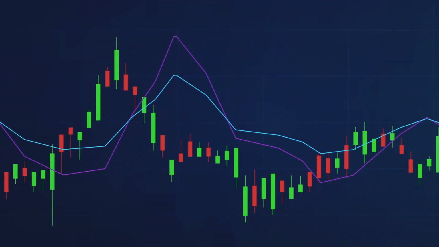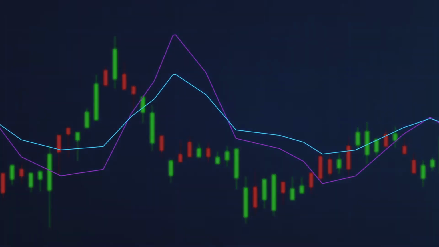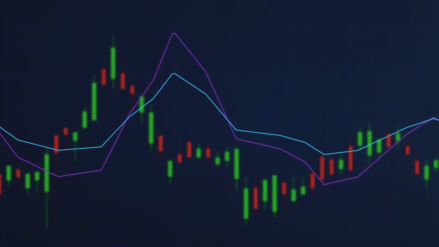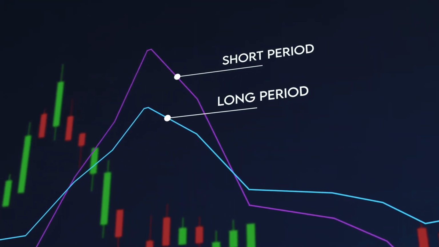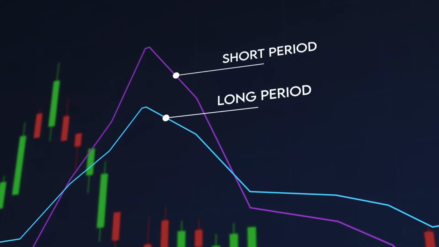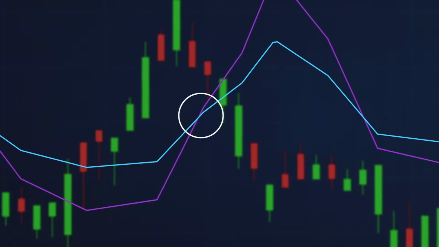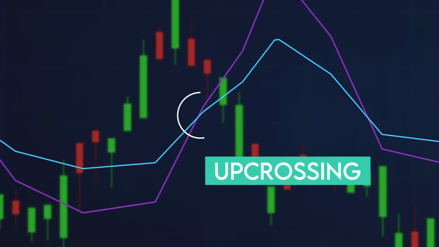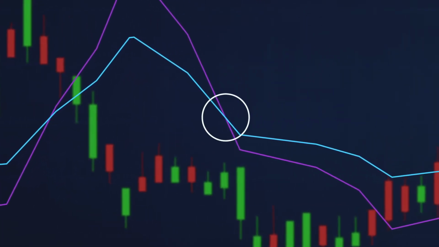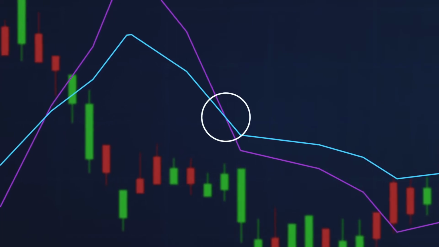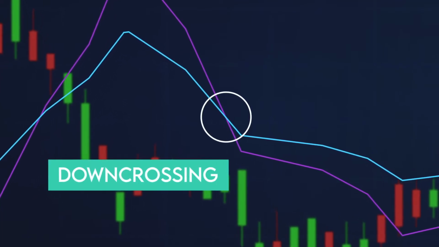Well, as said before, in this strategy you should use at least two different averages in your chart. One of them must always be shorter than the other, and it is the shorter average that you should pay attention to. If the shorter average crosses above the longer one, we say that it is an up crossing. When the opposite occurs, with the shorter moving average crossing below the longer one, we have a down crossing.